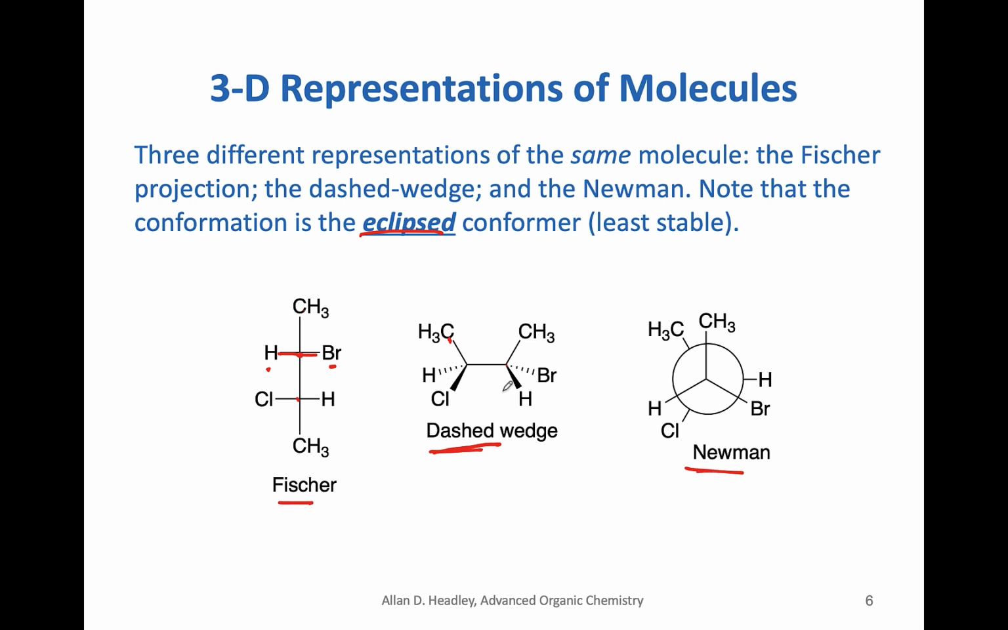Here's a Newman. So now we're looking right down these carbons here, and now we have the bromine, methyl, and hydrogen right here, and on the back carbon we have the chlorine, methyl, and hydrogen. Notice how it's drawn down as eclipsed. So we put this line here as close as possible to this group here. So these two groups here are directly behind each other, so we put them as close as possible. Same here and same here. So that's the eclipsed Newman conformation.